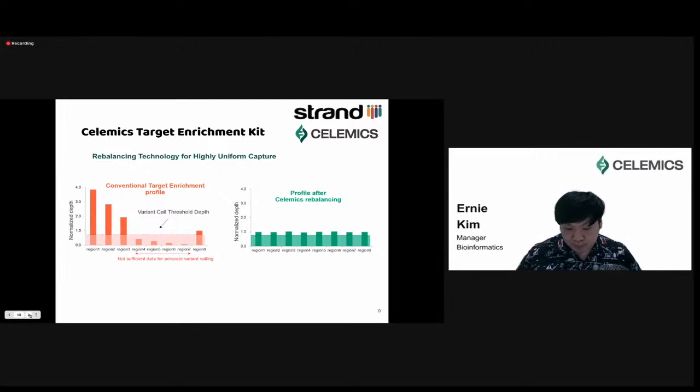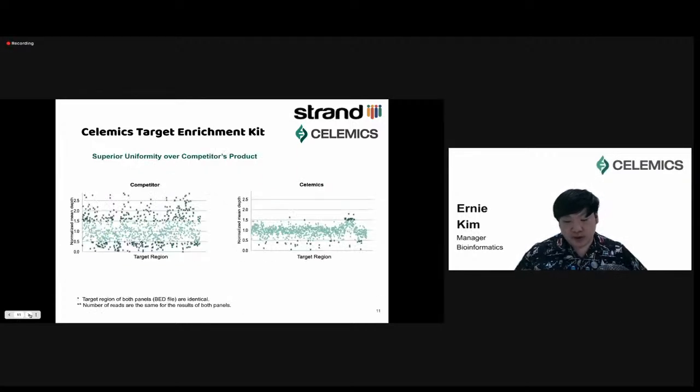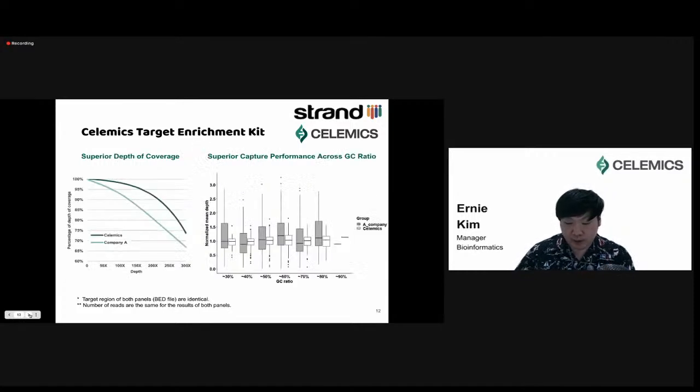And on the next slide, we can see that using real-life data, Celemics panel shows higher uniformity. Of course, these two panels were designed to capture identical regions and were sequenced using the same amount. On the next slide, we can see that Celemics panel shows superior coverage across depths compared to our competitors. The graph on the right demonstrates how Celemics probes are uniformly capturing even regions with high or low GC ratios.